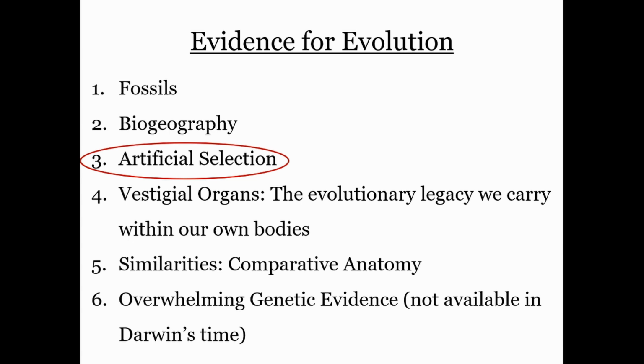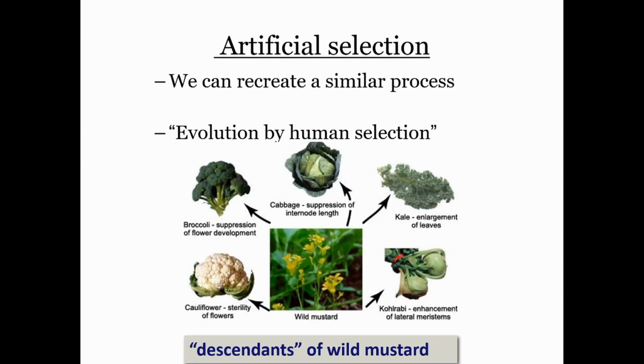Let's look at artificial selection, since we don't have enough time to go through all of these. Artificial selection is very similar to natural selection with one major caveat. Instead of the natural environment driving that change, humans are the drivers of change in this case. We choose who is the best fit in this case.